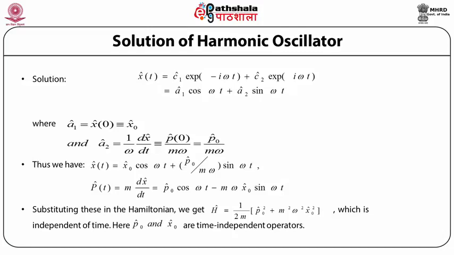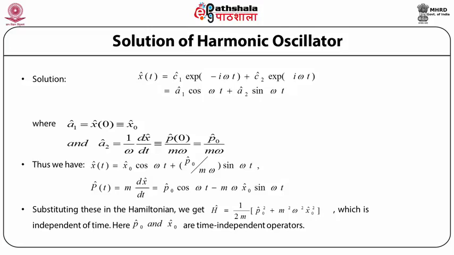Similarly, we can also write the equation for the momentum operator as a function of time, and this is equal to mass times the derivative of the position operator x with respect to time, and this turns out to be equal to operator p_0 cos ωt minus mass times angular frequency times operator x_0 times sin ωt.